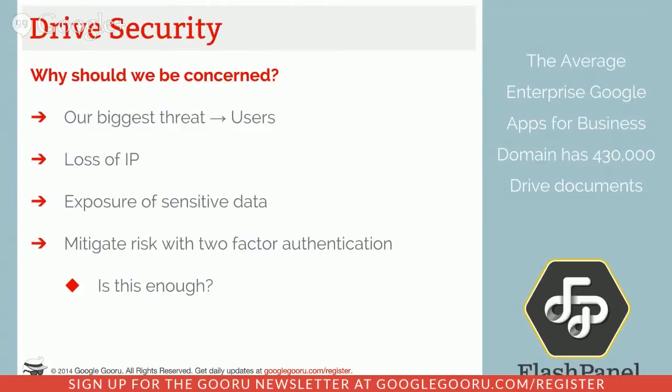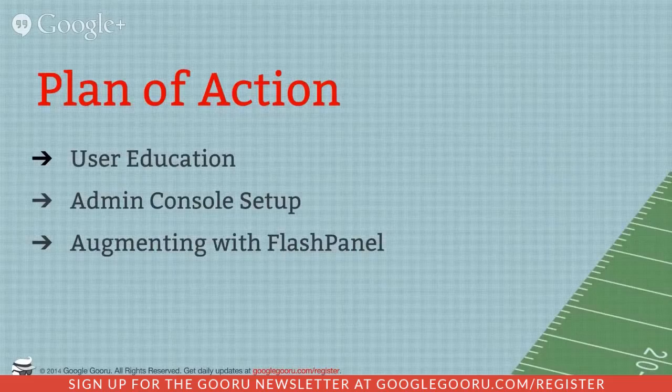There's different options you can take. You can lock down the settings in the admin console, which I'll show you a little bit later in the presentation. You can mitigate risk with two-factor authentication, but is that really enough? Because a lot of times it's your users that are pulling the trigger on that share button, and you're really risking loss of intellectual property as well as some reputational damage when these issues do occur. So, with that being said, what's our plan?